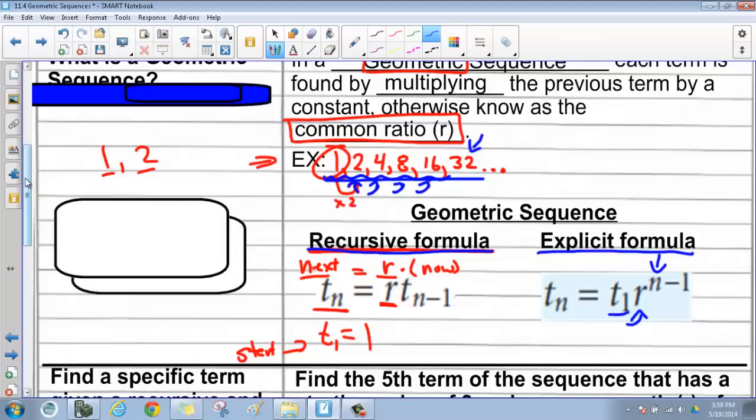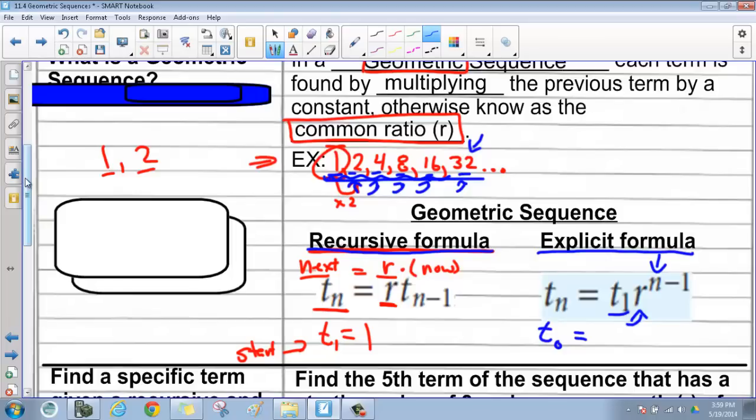Explicit formula means you can just jump ahead to that term. So this is how you would do it on there. We have T sub n. Well, we want to find the 32nd term, or this term, and we don't know what it's going to be, but we know it's the 1, 2, 3, 4, 5, 6th term. So we want to find T sub 6.